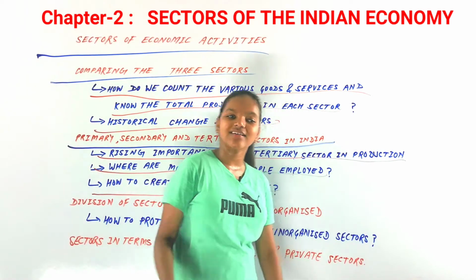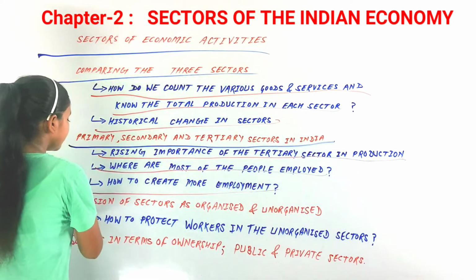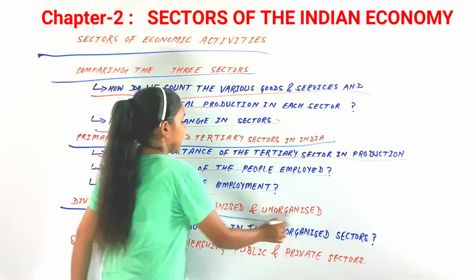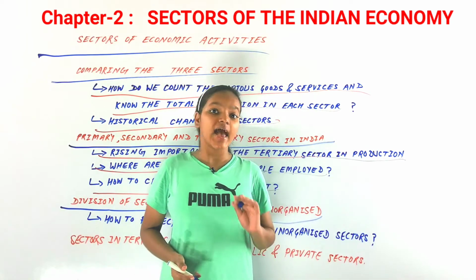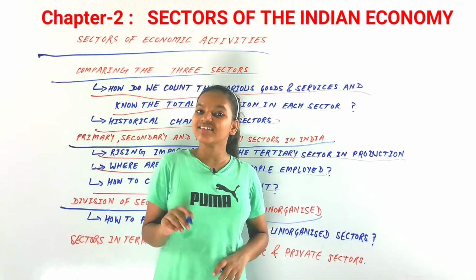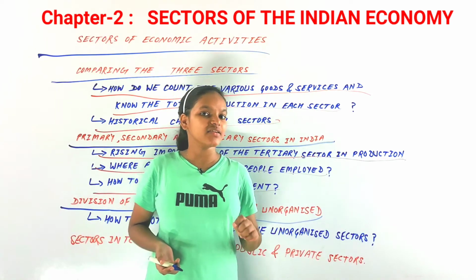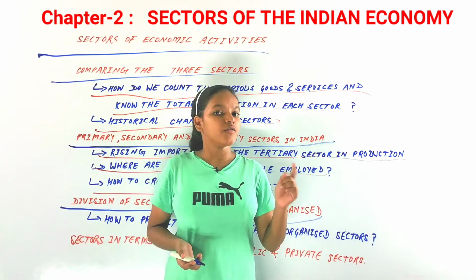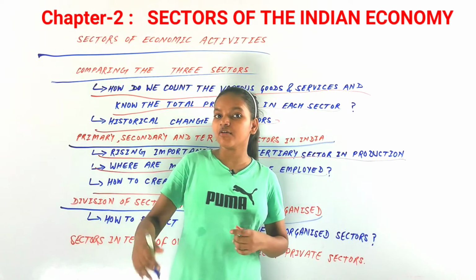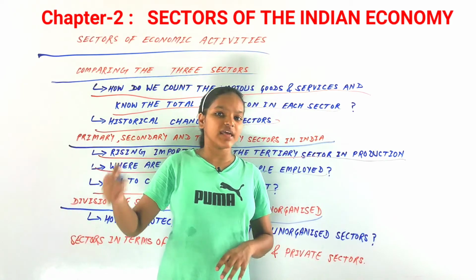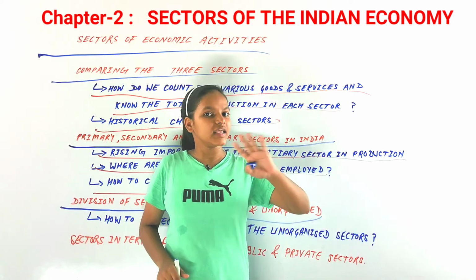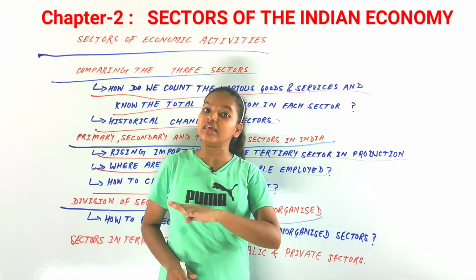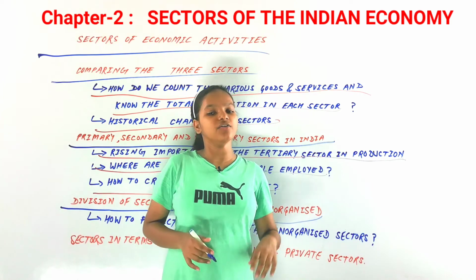After that, we have the next topic, that is division of sectors as organized and unorganized. Now there are 2 cases given in your book. First there is the case of Kanta, who works in an office. She has to work from 8:30 a.m. to 5:30 p.m. in the evening.